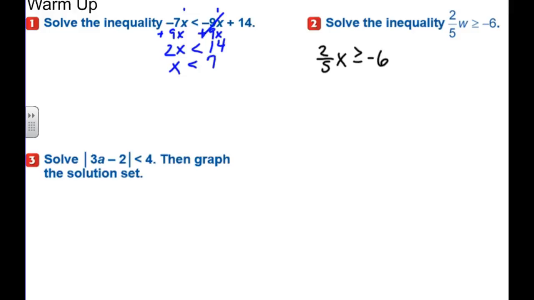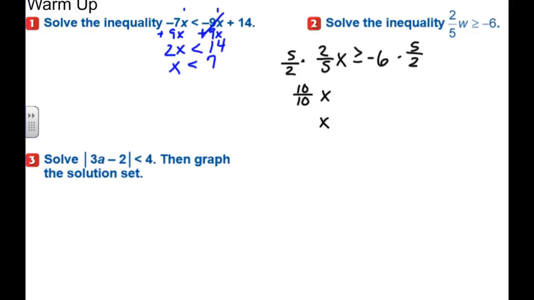To divide by 2, well, it does make sense, but it's not the way to finish it out, because when you divide by 2/5, you actually multiply by 5/2. Anytime you divide by a fraction, you're actually multiplying by its inverse. So you need to multiply both sides of this inequality by 5/2. When you multiply by 5/2, the 5/2 times 2/5 is 10 over 10, which is 1. And that's why we do that.